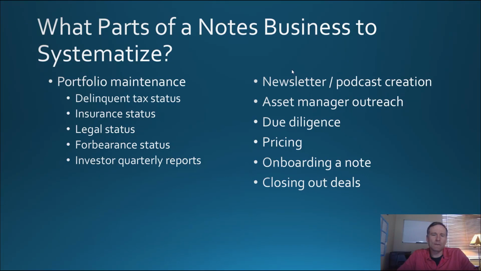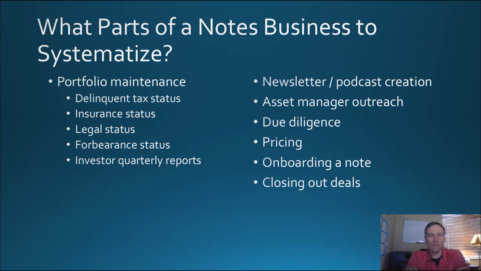So what parts of a notes business would you want to create standard operating procedures for and systematize? I kind of put these into different buckets. The big one is really portfolio maintenance, back office tasks. This is things like checking the status of delinquent taxes, checking the insurance status, following up on notes that are in the legal process, also following up on forbearance status and those investor quarterly reports.